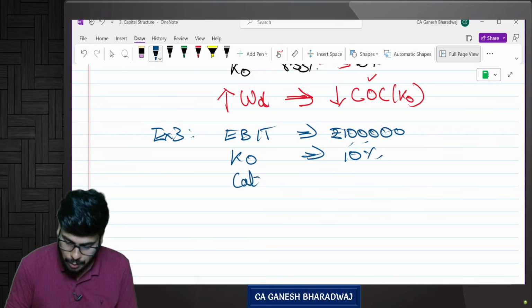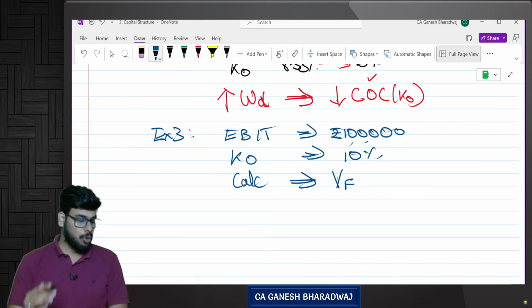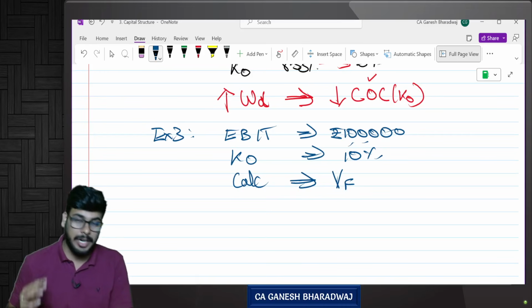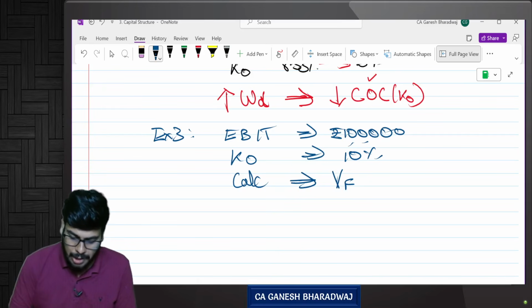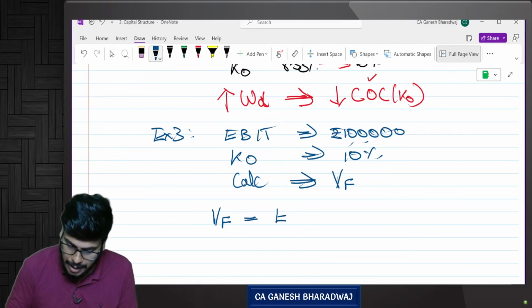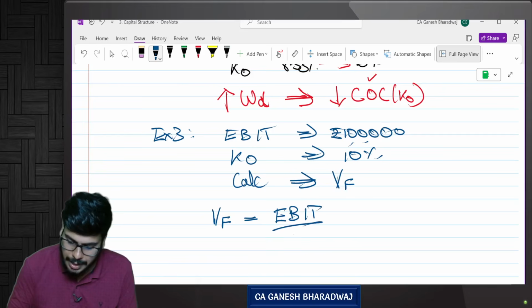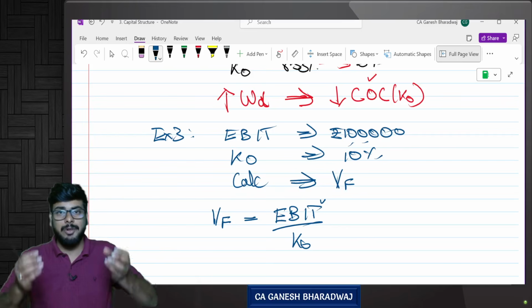Now, we need to calculate the value of the firm. So can you calculate the value of the firm? Yes. What is the value of the firm? Can we say value of firm is nothing but EBIT divided by KO? We just saw this formula, correct? EBIT is the earnings available to whom?